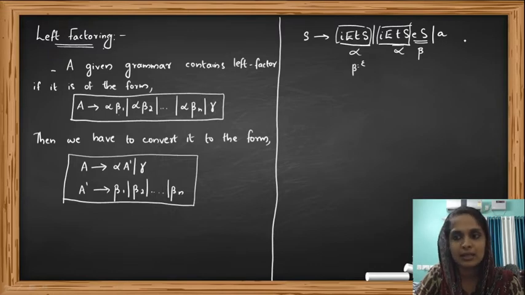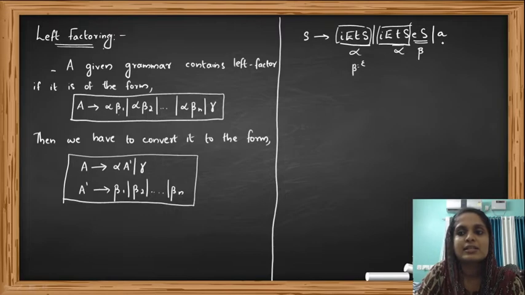And the third term doesn't start with iEtS. That means the third term doesn't have anything common with the other two terms. So we can consider this as our gamma. And this gamma is an optional case. The production may or may not have gamma. So if there is gamma, we can consider gamma as that terminal or non-terminal, whatever it is. And if there is no gamma, remember one thing, we should not consider gamma as epsilon. Okay, we just ignore the term gamma. Okay, so this is what we call left factor.